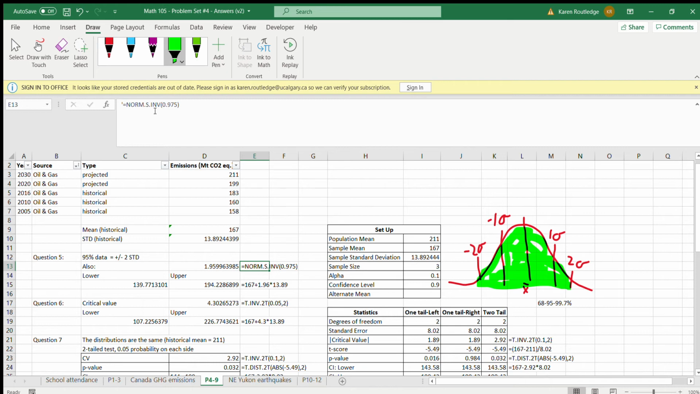And we wanted the inverse, or at least what Excel calls the inverse, meaning we're going to give Excel a probability, so how much white space we're going to have left, and it will tell us what the z-score is that will produce that much white space. So how far away from a mean do we have to move to give us that much white space, that much unaccounted for data in this case.